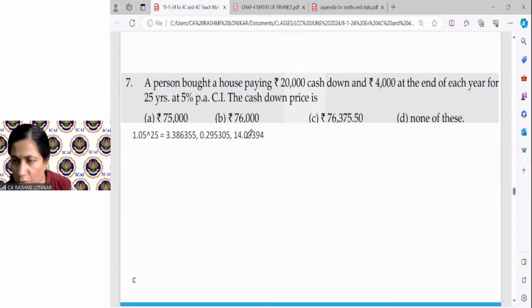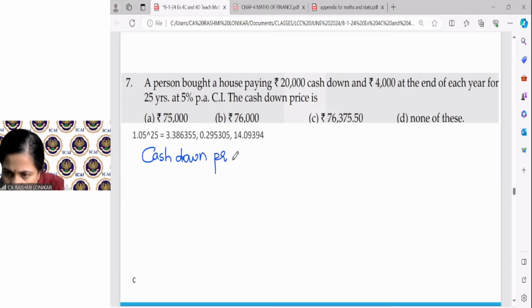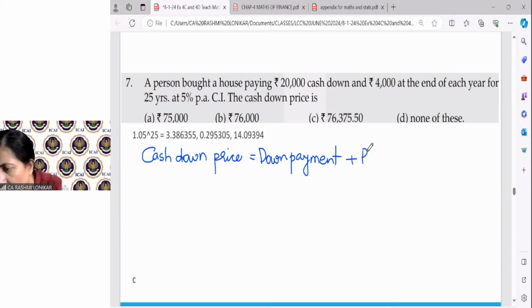the application sums also. A person bought a house paying 20,000 cash down and 4,000 at the end of each year for 25 years at 5% per annum. The cash down price is, see, cash down price is the down payment plus the PV of installments.